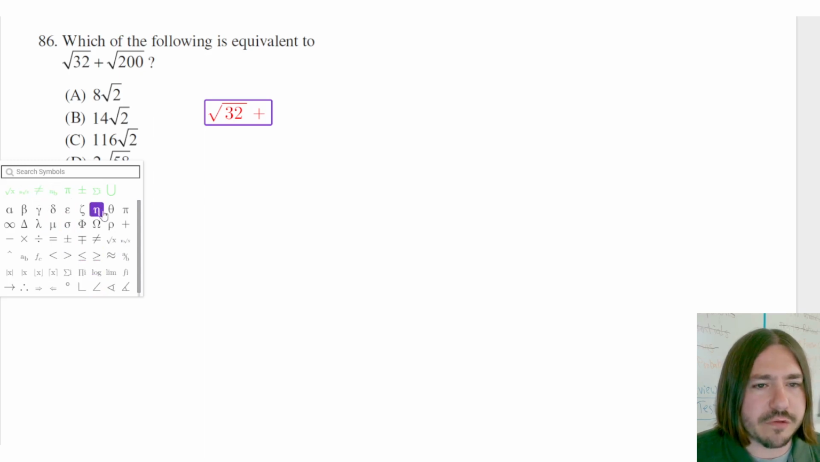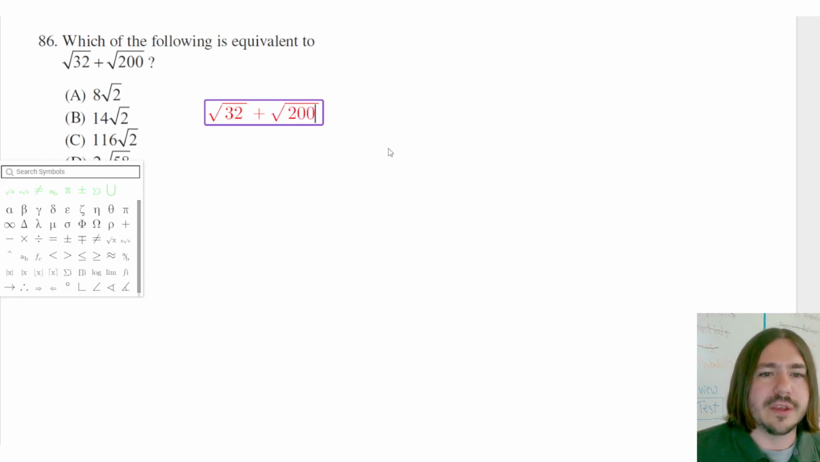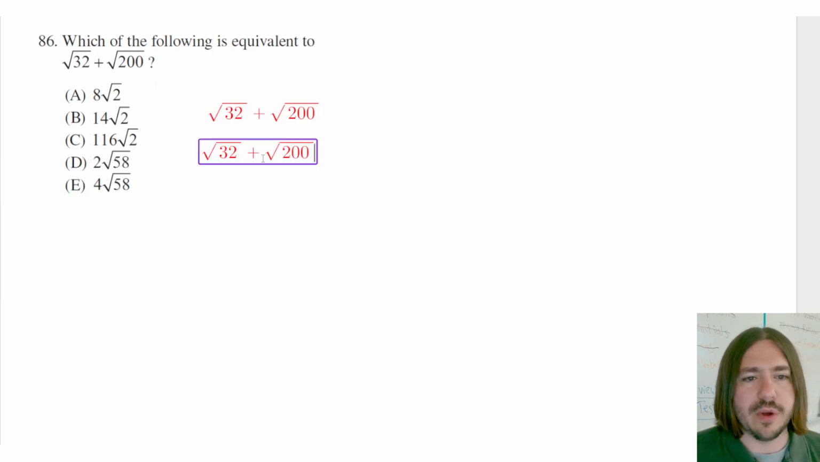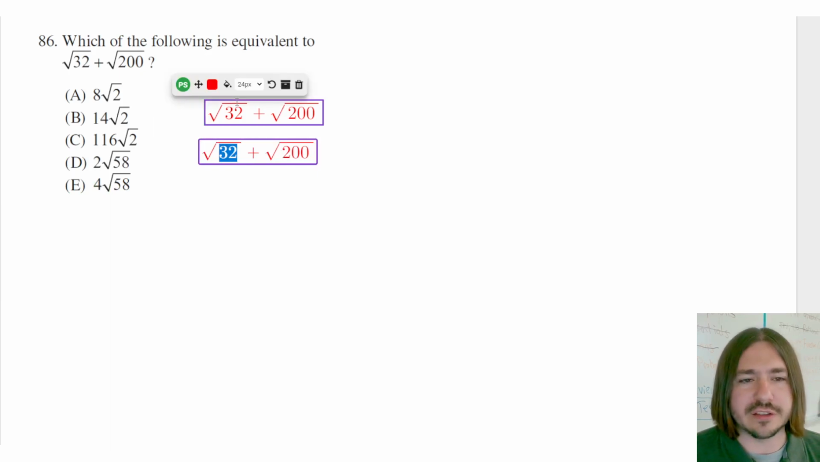So we have the square root of 32 plus the square root of 200. And what we're going to try to do is simplify this. To simplify a square root, what you need to do is come up with a perfect square factor that we can take the square root of.